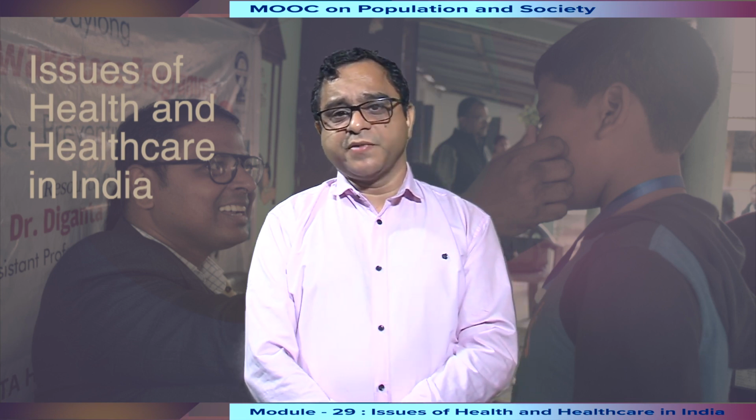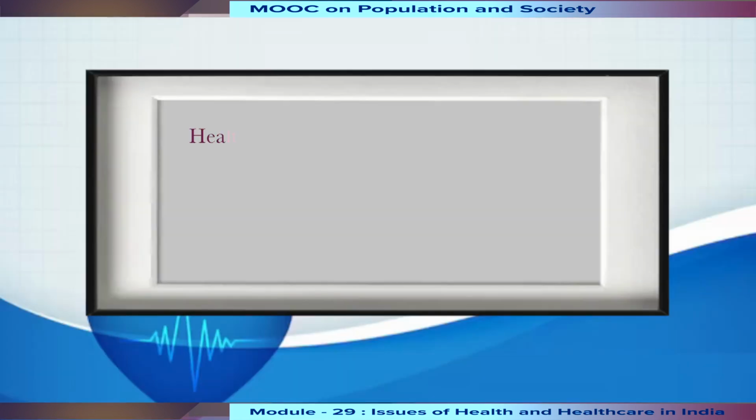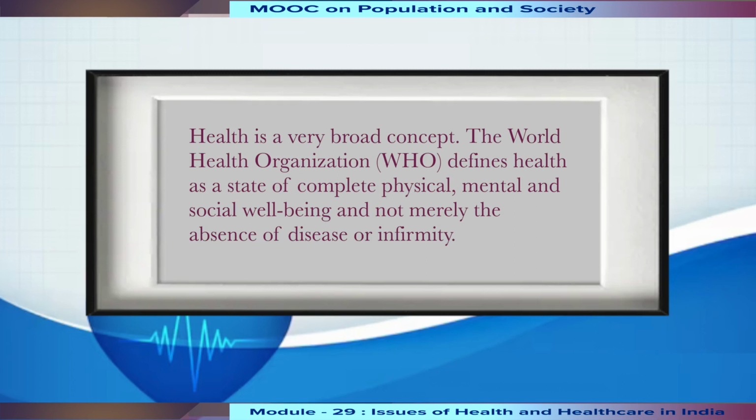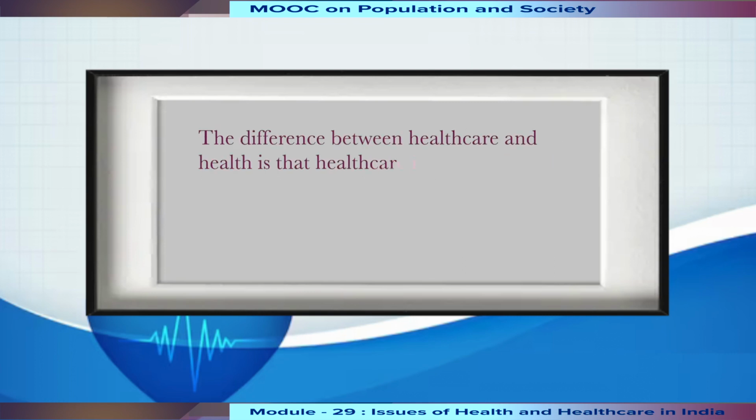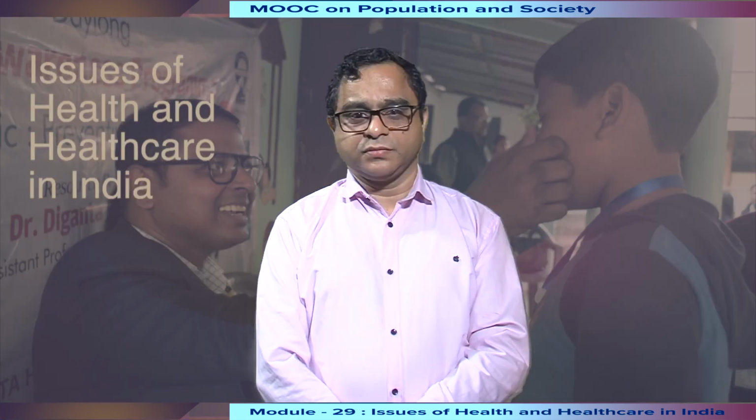Now let us discuss the summary of this module. We have discussed that health is a very broad concept. The World Health Organization defines health as a state of complete physical, mental, and social well-being, and not merely the absence of disease or infirmity. The difference between healthcare and health is that healthcare is a means to achieving good health. Thus, good health is the ultimate goal, and healthcare is the means to achieve that goal.